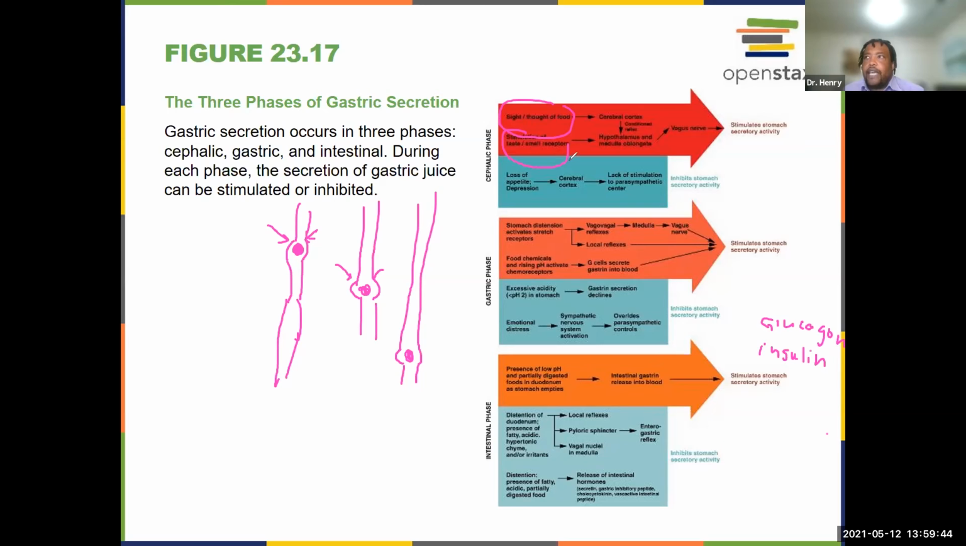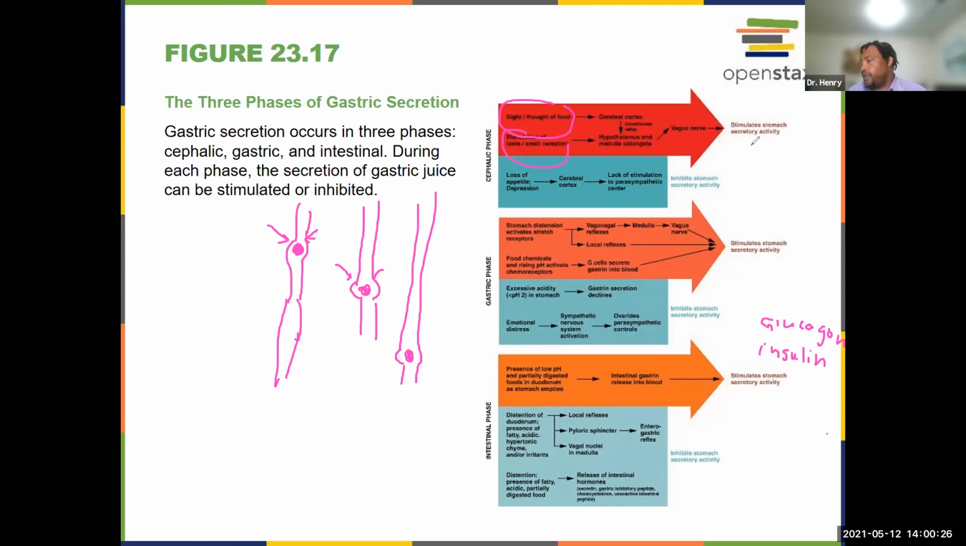Okay, so anything that looks appetizing, you're hungry, you're thinking about food, man, that burger looks good, you know. So then that's going to trigger us to want to eat. As a result of that, that's going to stimulate our stomach secretory activities to start working. Things that are going to affect the loss of appetite, like depression. My girlfriend just dumped me, right? So instead of eating, I'm kind of depressed and sad and I'm crying. So then I don't want to eat, right? So then that's going to inhibit my stomach from secreting.